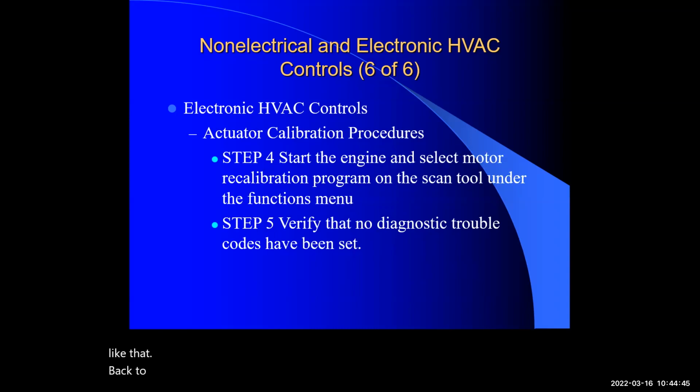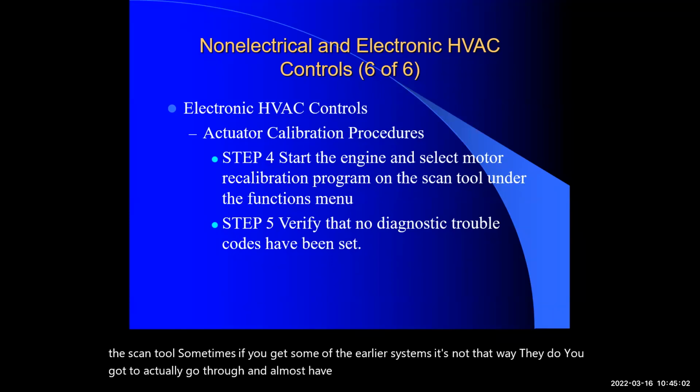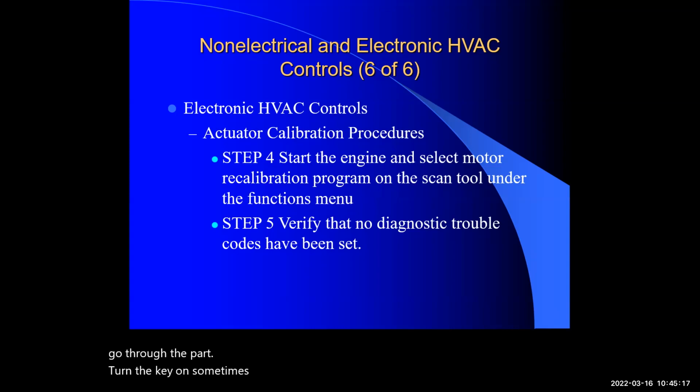Then we go to start the engine and select the mode recalibration program in the scan tool. Sometimes if you get some of the earlier systems, it's not done that way. You have to actually go through and almost have the whole air box out, plugged into the controls, and then do the steps of bringing everything to center, and then go through the part of turning the key on. Sometimes you turn them on, and then you have to hit the buttons, and you have to go that way too.